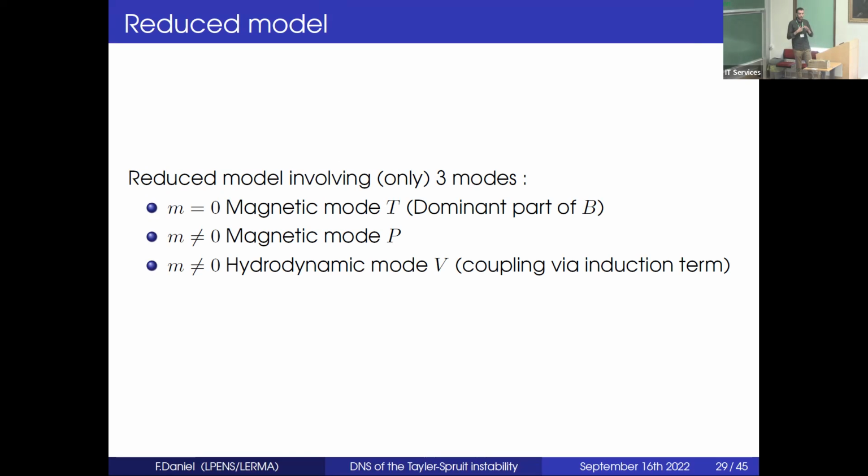Then we also have a non-axisymmetric magnetic mode, which is going to play a role. At first, we thought about it as a Taylor mode, but it can be more than that. It's really the non-axisymmetric mode that's going to help us close the system. And of course, this P mode, this magnetic mode, is going to be coupled with a non-axisymmetric hydrodynamic mode, which is going to couple the rest. Think of the destabilization of the Stewartson layer.